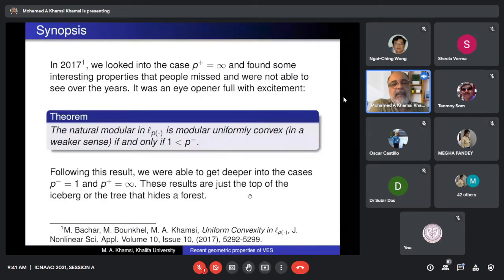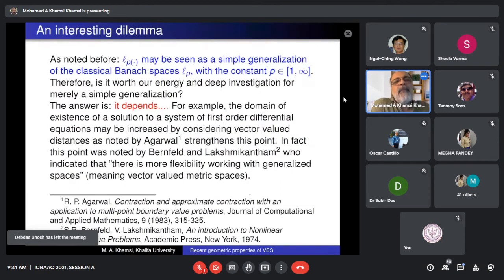We discovered some behavior, some nice stuff, and the people are very excited. The people I'm talking about, the Scandinavian and European schools working on these variable exponent spaces, did not know what was going on when p minus equals 1 or p plus equals plus infinity. So we discovered some stuff that I hope I have time to mention, okay? In any case, here is the interesting dilemma. So that's what I did.